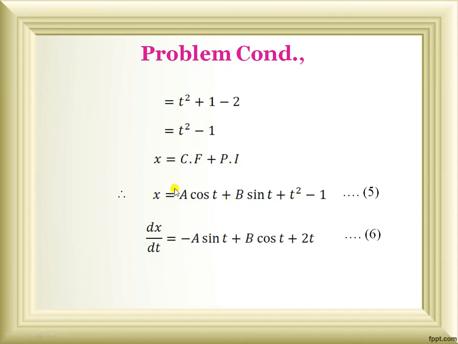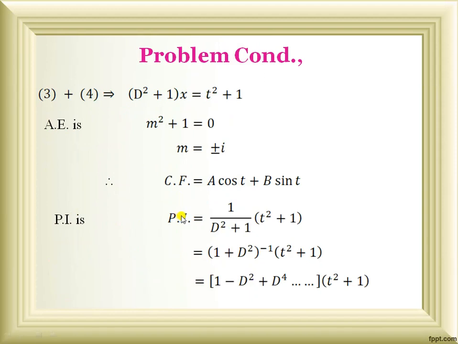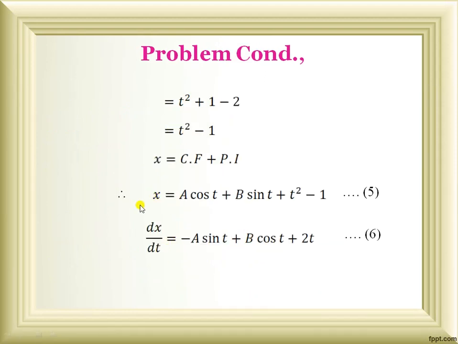Also, I need to find y, because in this particular problem I am having two dependent variables. I need to find both. So far I have found only x. Immediately after finding x, I am going to find the derivative of this x with respect to t, because here the independent variable is t. So I am differentiating this x with respect to t. After differentiating, I will get a into cos t differentiation is minus sin t, b into sin t differentiation is cos t, and t square gives the differentiation value 2t.